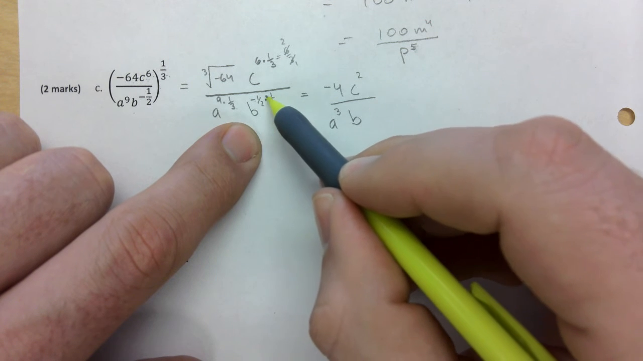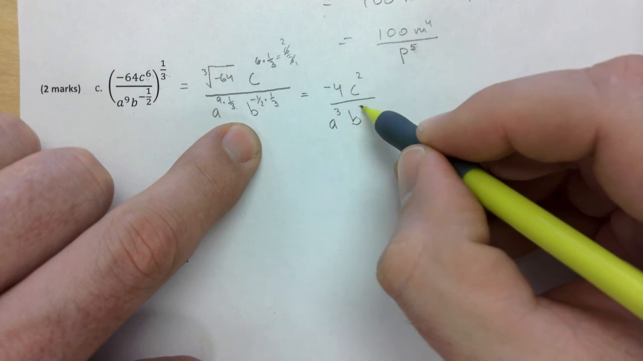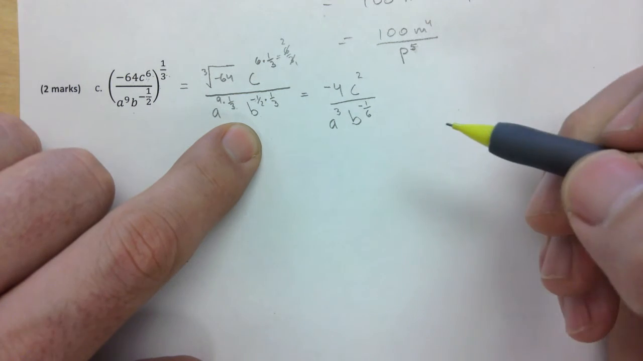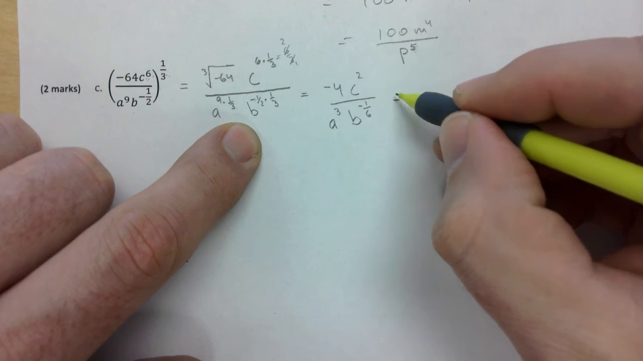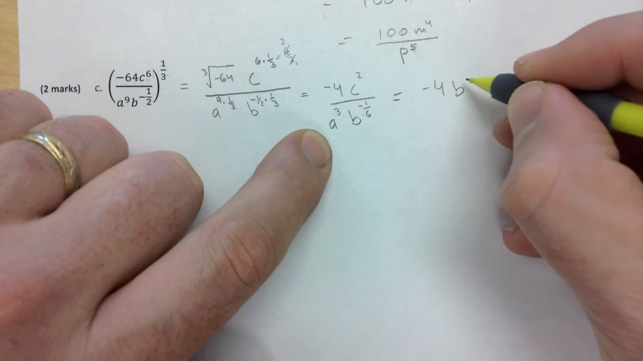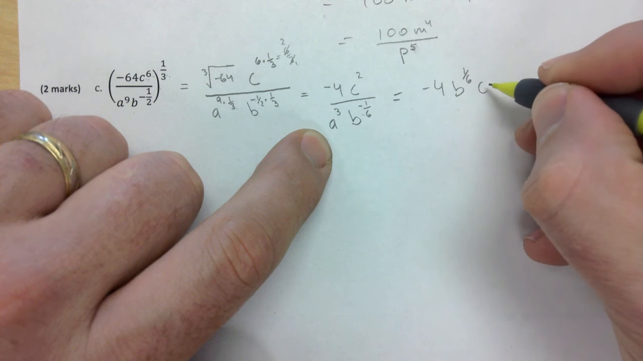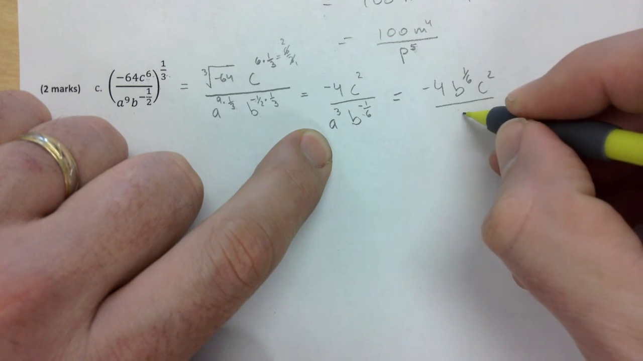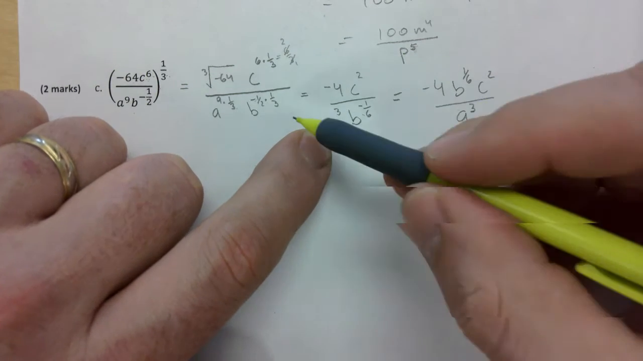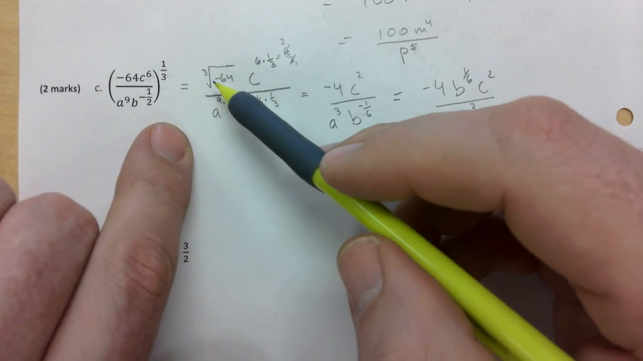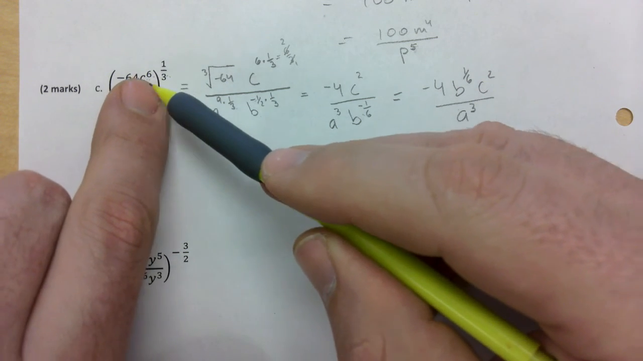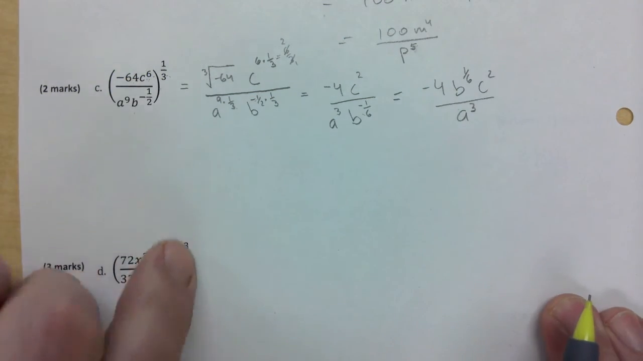B, here this will give you a negative 1 over 6, like that, and you multiply across. And so that last step is to bring that up. So it'd be negative 4 b to the 1/6 c squared over a cubed, like that. Okay, so we brought that up. That's all you needed to do here. So don't apply roots or something to your variables. You need to multiply the exponents, okay?